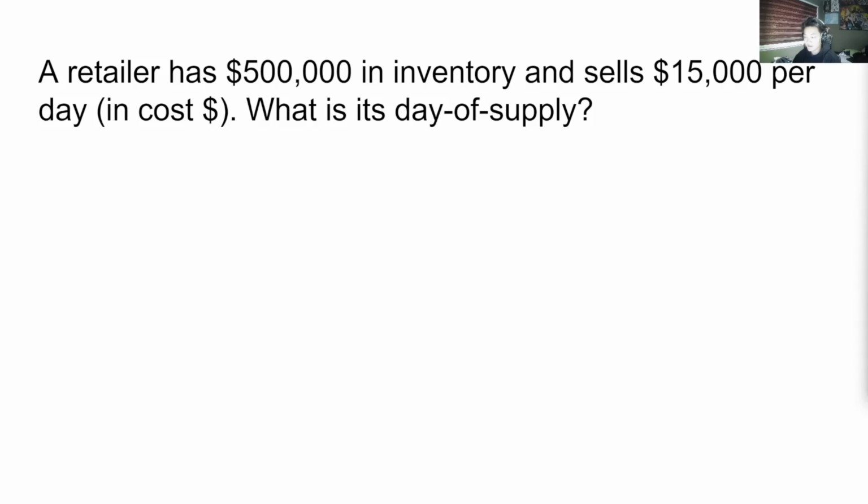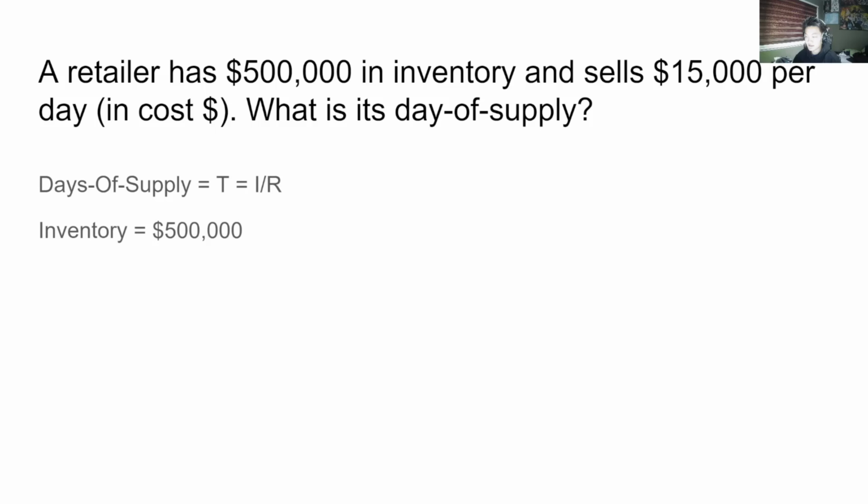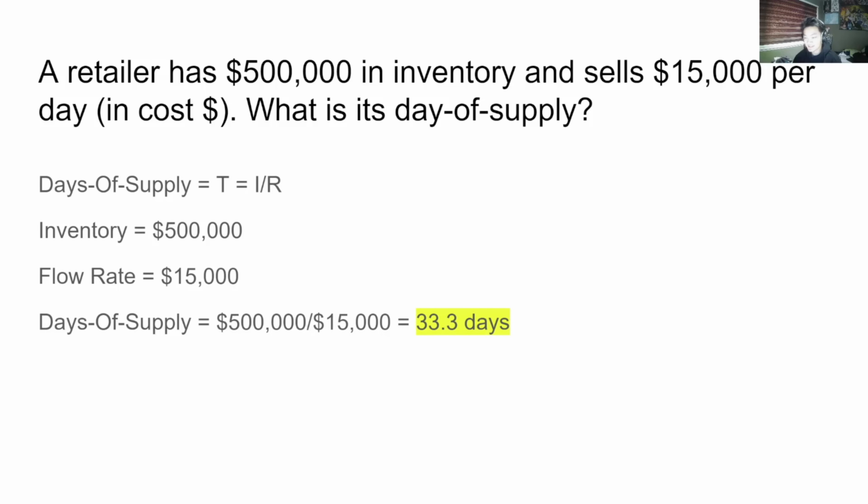Okay, well, looking back at the days of supply formula, it was inventory divided by flow rate. So we were already given that the retailer currently has $500,000 in inventory and the flow rate is given, $15,000 per day. And just like that, we have the components that are needed in order to plug into our formula. So we would simply just divide $500,000 by $15,000 and we would get about 33 days for our answer. Nice and simple. Move on to the next one.